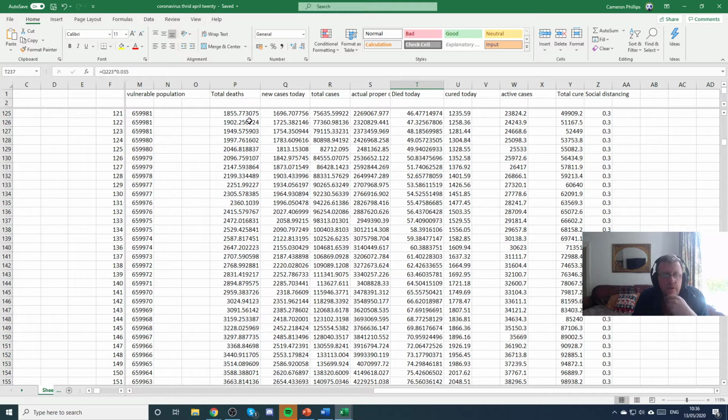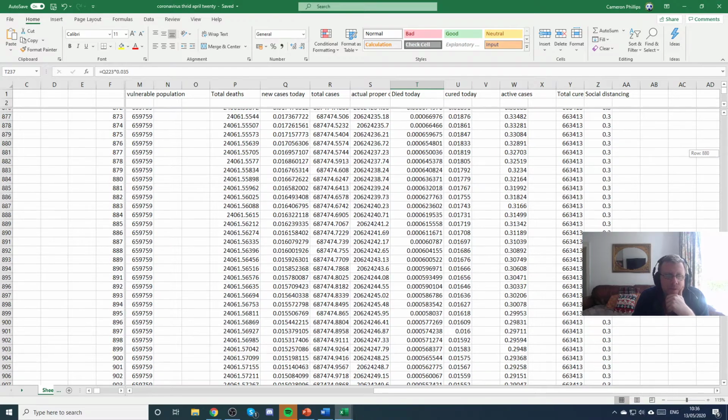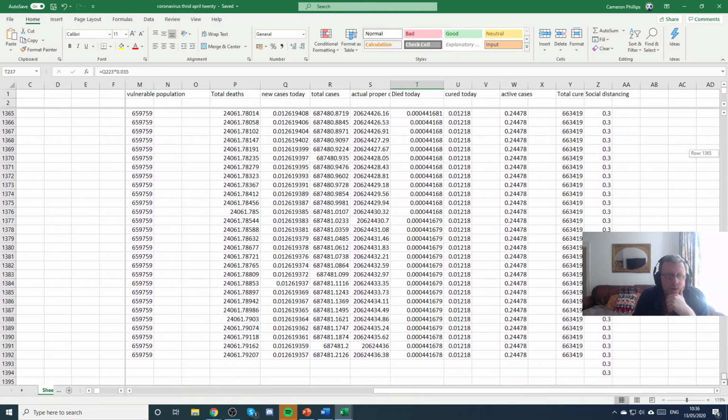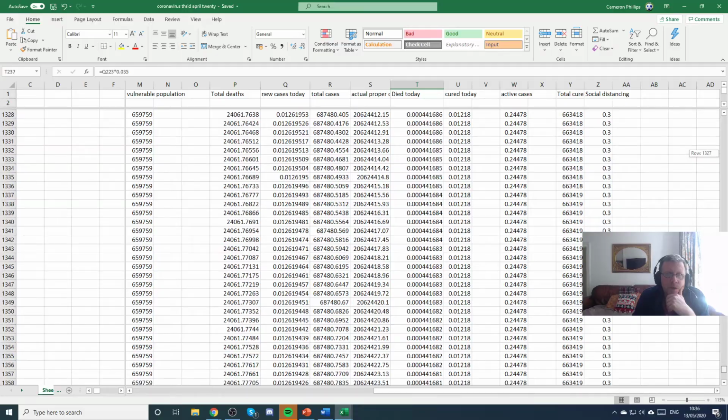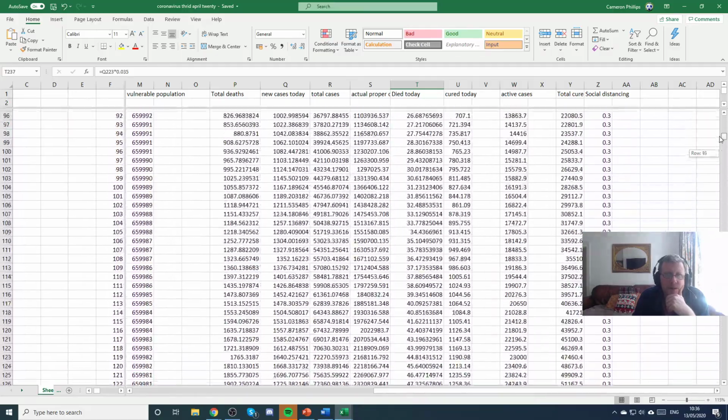So, quick conclusion. If we had locked down earlier, 2 weeks earlier, our total deaths would have been 30% less. And the died today peak would have been significantly less.